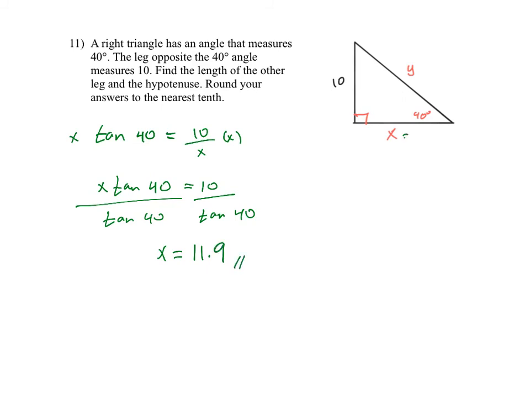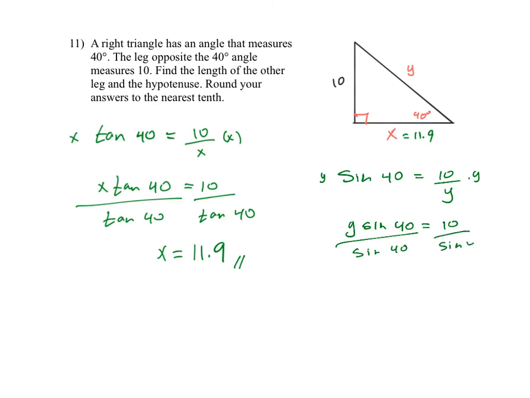Now I can use the Pythagorean theorem, but I want to continue using trigonometry, right? So now I have from 40 the opposite and the hypotenuse. So that means that I'm going to use sine. Sine of 40 equals 10 over y. Again, I'm going to multiply times y on both sides. y sine of 40 equals 10. And I'm going to divide by sine of 40. So y equals 10 divided by the sine of 40. So that means that this is 15.6 units.